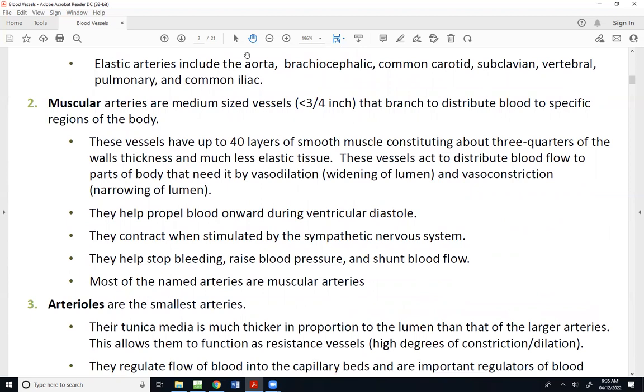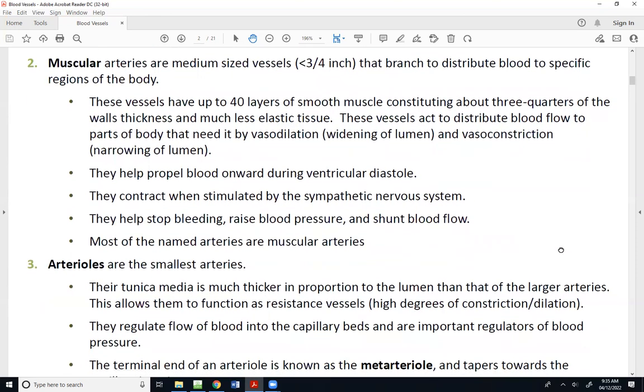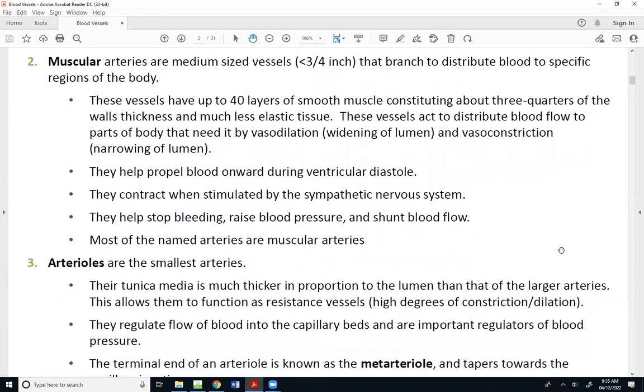Examples of elastic arteries include the aorta, which we've talked about previously, the brachiocephalic up there in the upper chest, the neck, we have the two common carotids, the subclavians up there in the upper chest, vertebral arteries running up through the neck as well, and then the pulmonaries, which deliver the blood to the lungs, which we talked about being the only arteries in the body that carry deoxygenated blood, and then the common iliacs, which are down there to feed your legs. We'll get in and see those here in just a little bit.